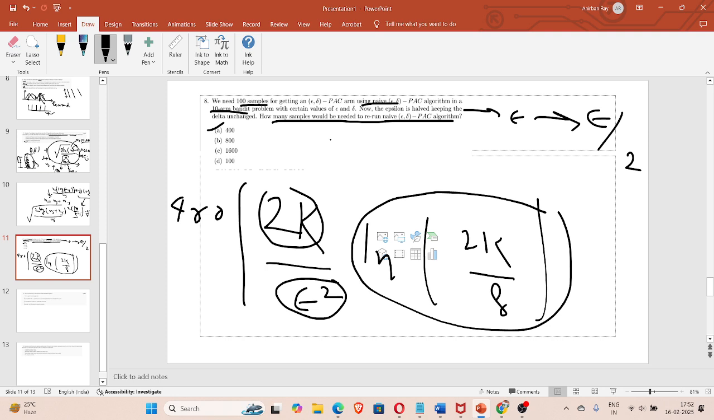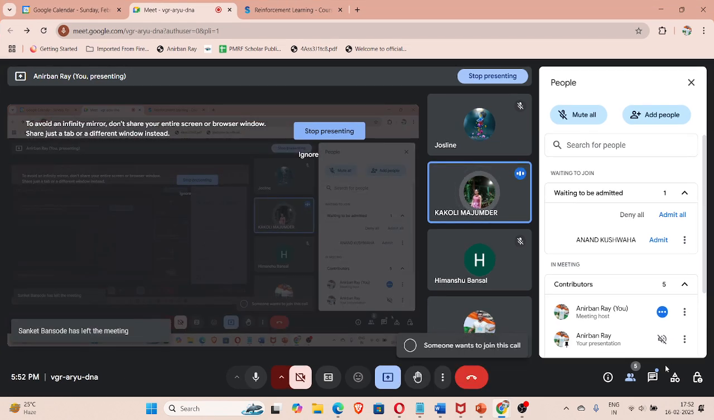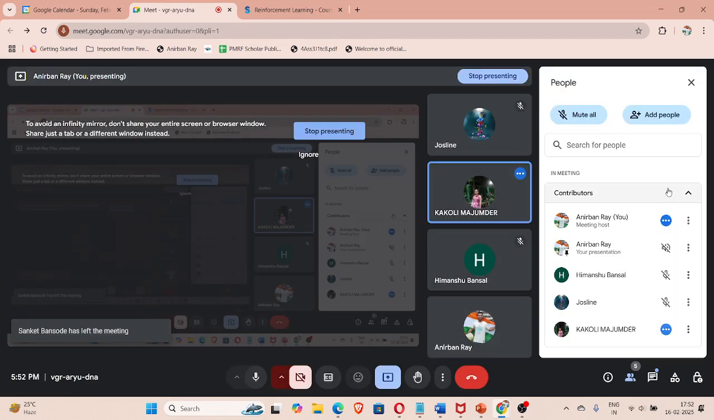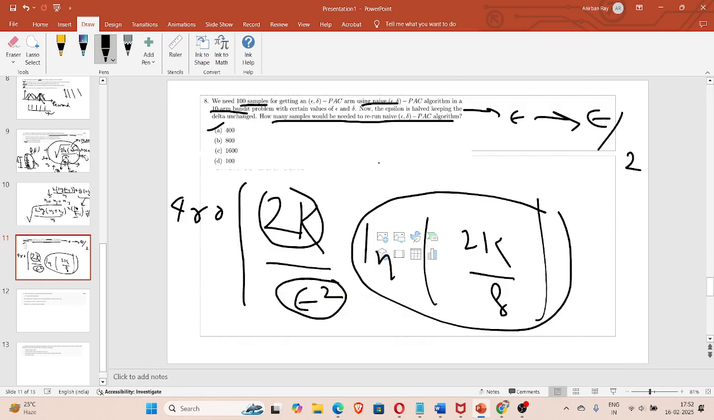Any doubt? Just a minute. Probably I skipped a term. K is 10, right? K is the number of arms in the bandit problem, a 10 arm bandit. And delta is the samples, right? No, epsilon and delta are just parameters.